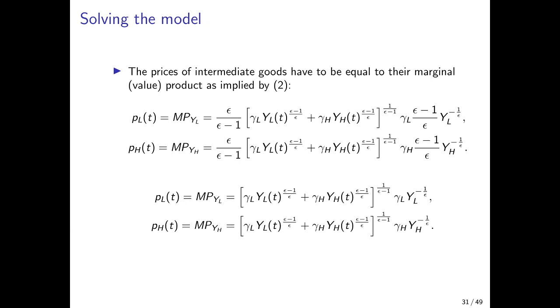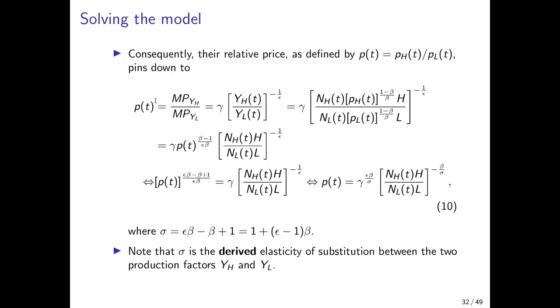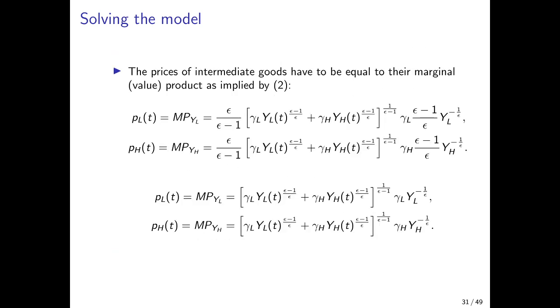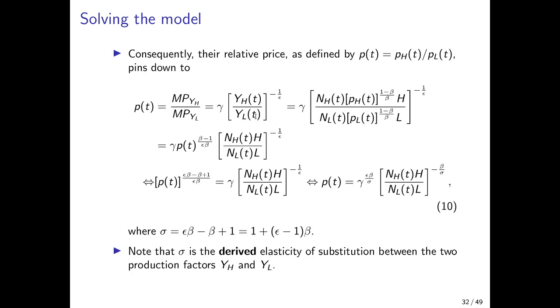A similar expression holds true for the marginal value product of intermediate YH. And then we see that epsilon over epsilon minus 1 and epsilon minus 1 over epsilon cancel out, and we arrive at these expressions here. Now we can put together what we know. We take the ratio of the marginal products of the two intermediates, and a lot drops out because this term is the same for both. What remains is YH over YL to the power of minus 1 over epsilon, and we have gamma in front, which is the ratio of the two gammas.